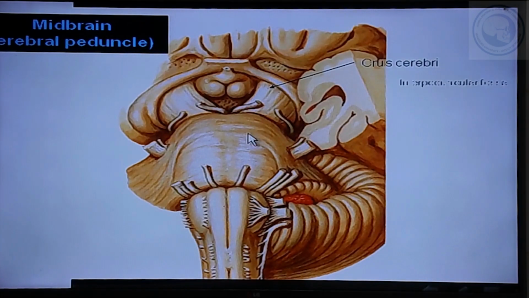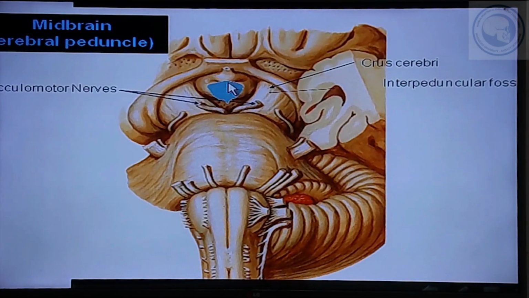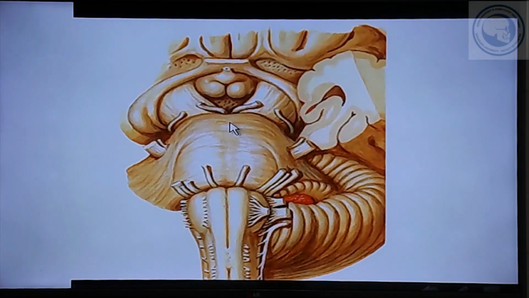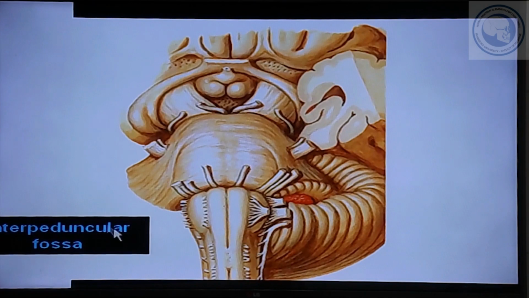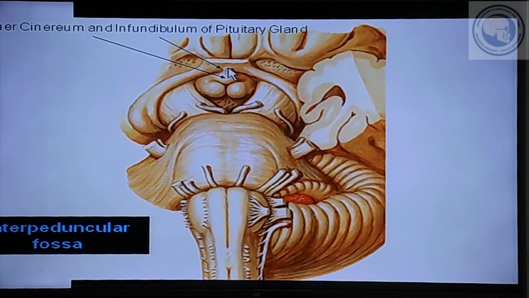And also, we will find a space in between the two cerebral peduncles, which is called the interpeduncular fossa, and inside the interpeduncular fossa, we will find the oculomotor nerves. So what about structures present in the interpeduncular fossa? We will find these structures arranged from anteriorly backward as the infundibulum of the pituitary gland and the tuber cinereum, which is considered to be part of the hypothalamus.